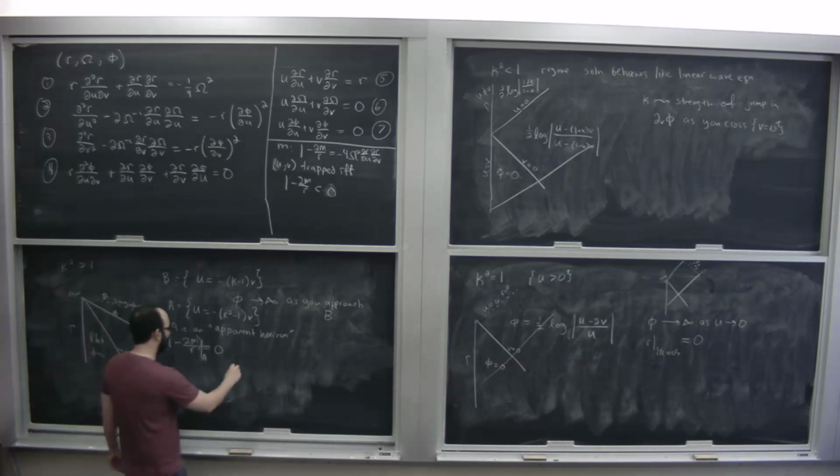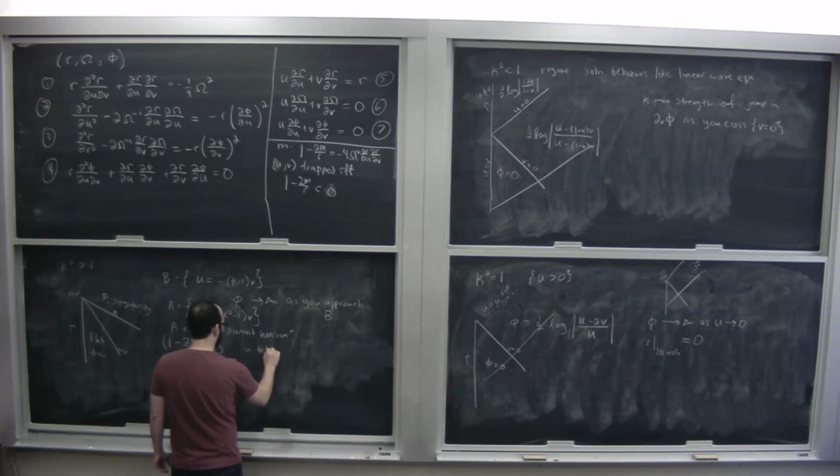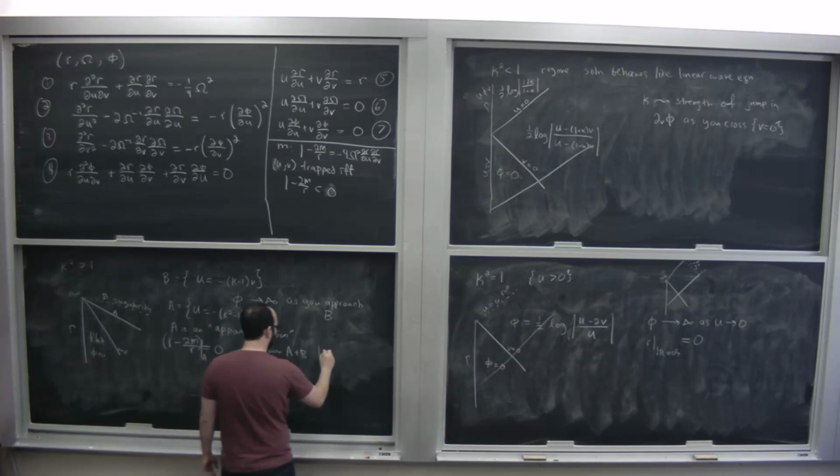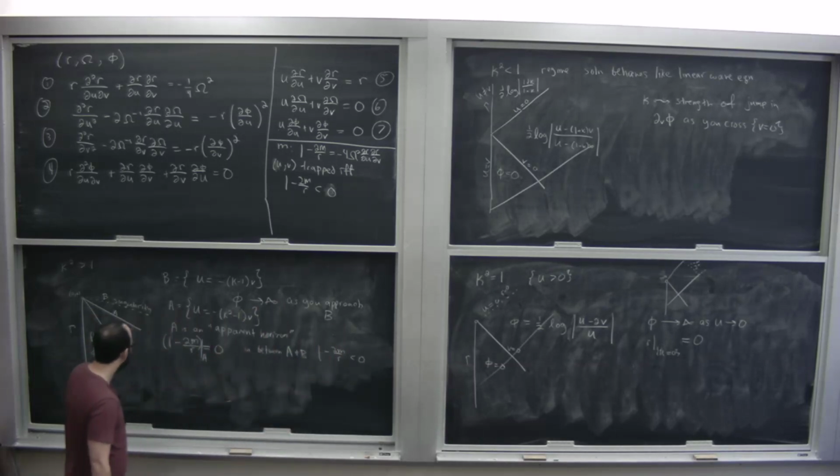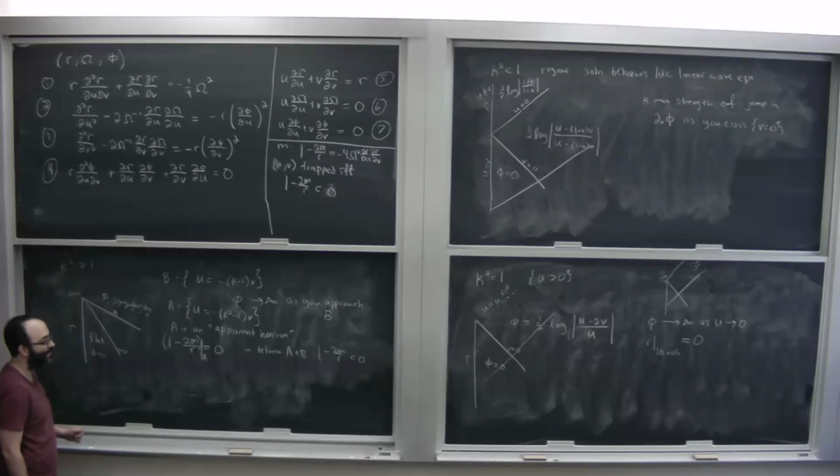And then in between A and B, 1 minus 2m over r is negative. And we didn't have this region A in this case.